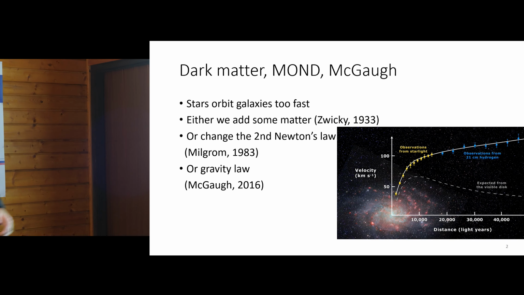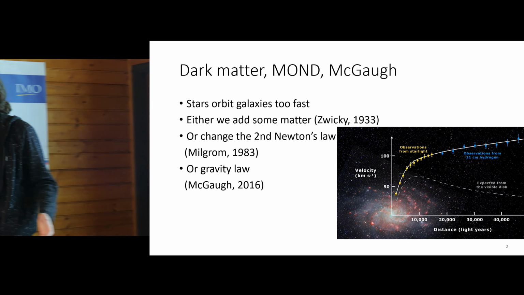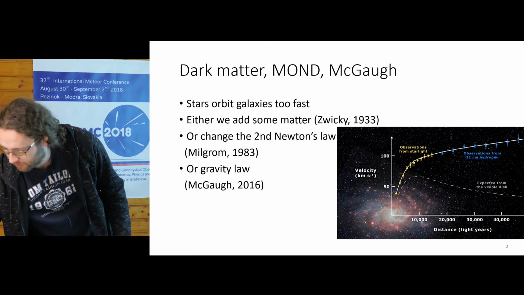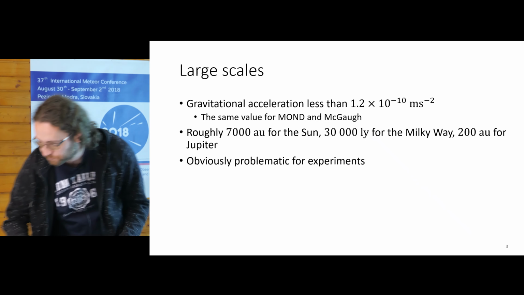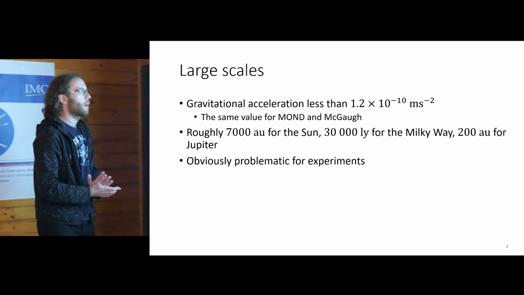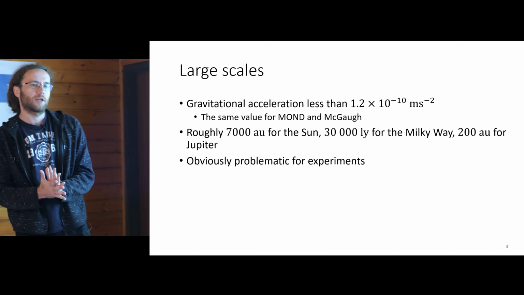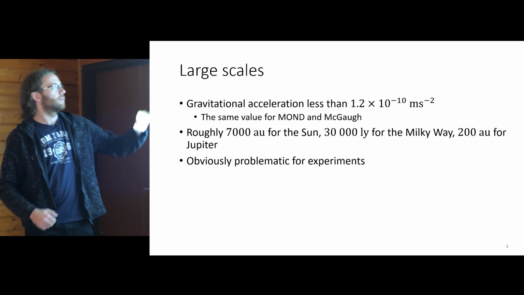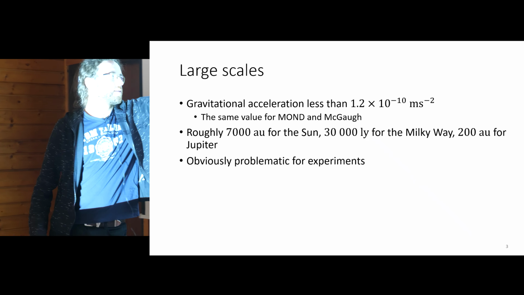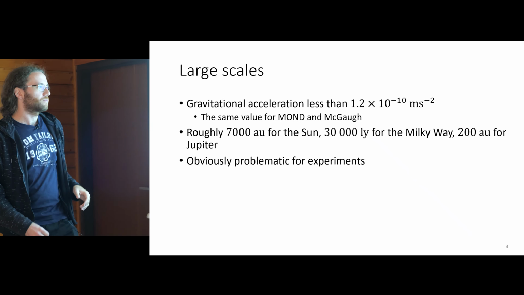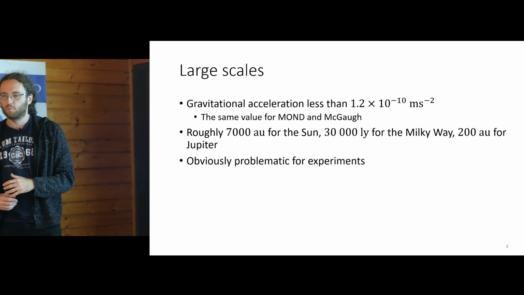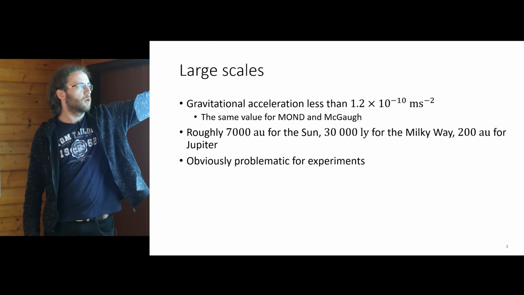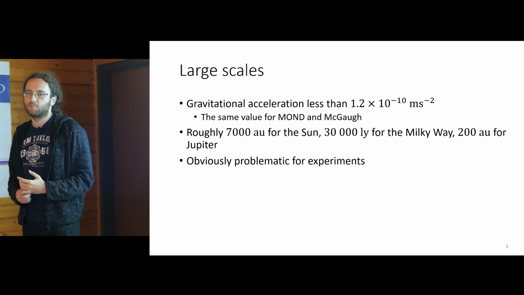I don't have too many equations here because I'm saving them for the department colloquium. Okay, so what do we mean by large scales? By large scales, we mean distances from massive objects where the gravitational acceleration is less than this value, and the same exact value, modulo some uncertainties, is the same for Milgrom's MOND and McGurk's modified gravity.